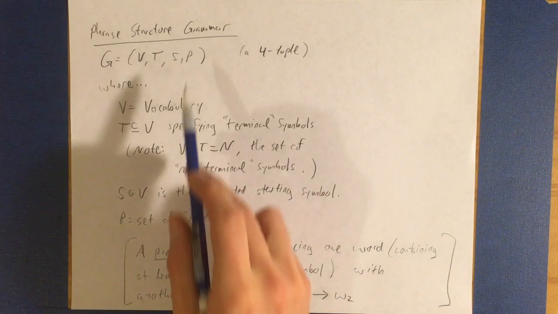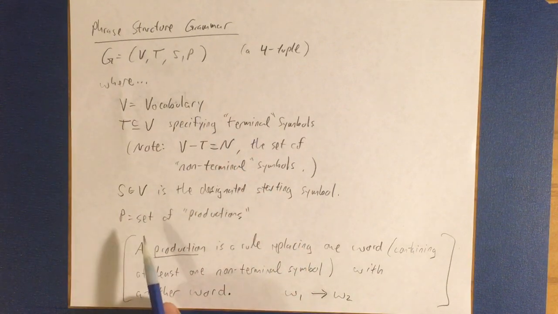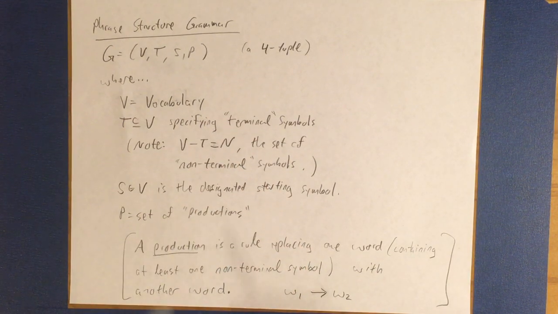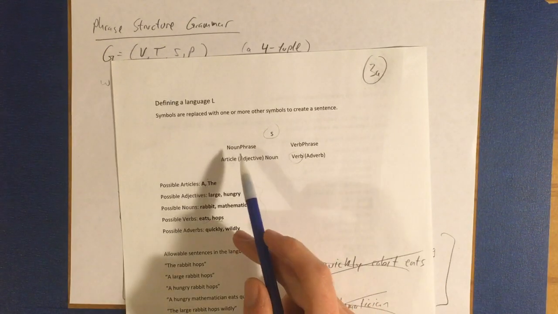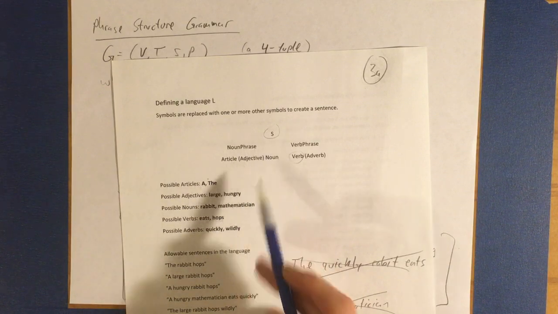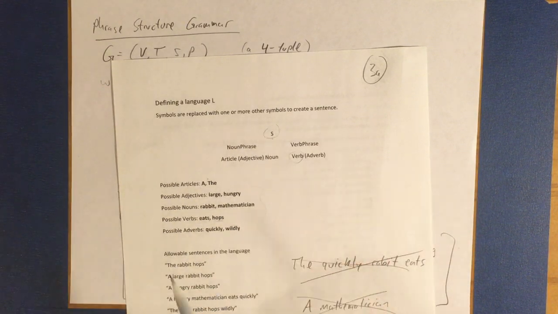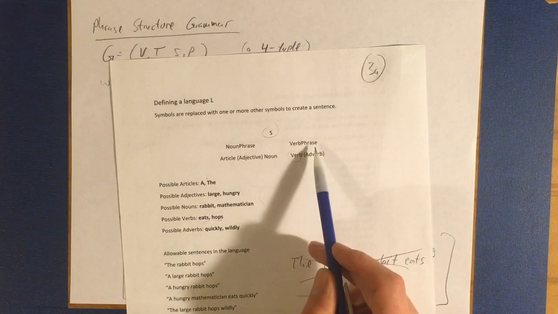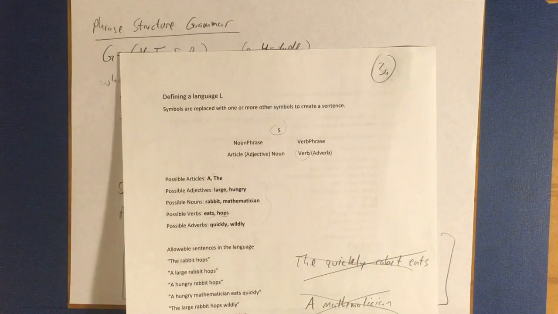And then the last element of this four-tuple, P, is a set again, and it's a set of what are called productions. A production is just a rule that replaces one word with another word. And by word, that means a string over the vocabulary. So it might be noun phrase is replaced by article noun, for example, or the starting symbol S is replaced by noun phrase verb phrase, for example. Those would be productions.